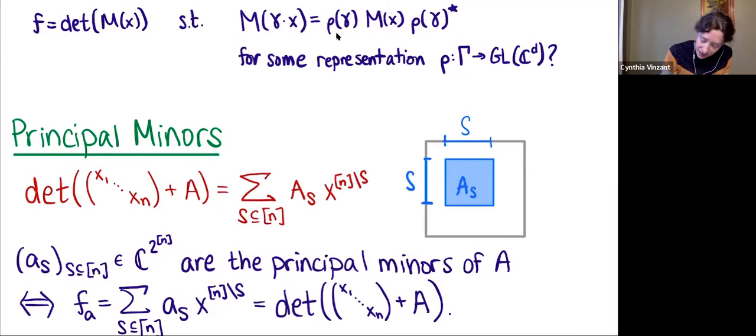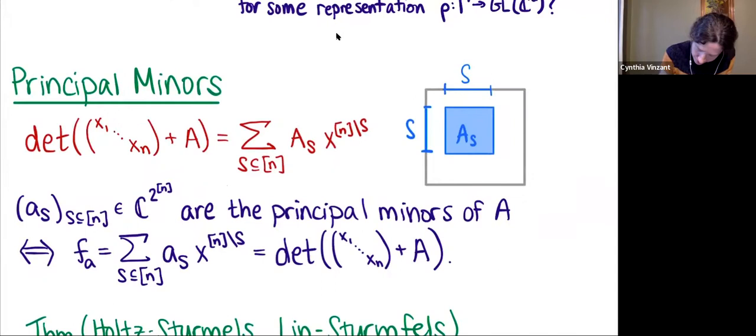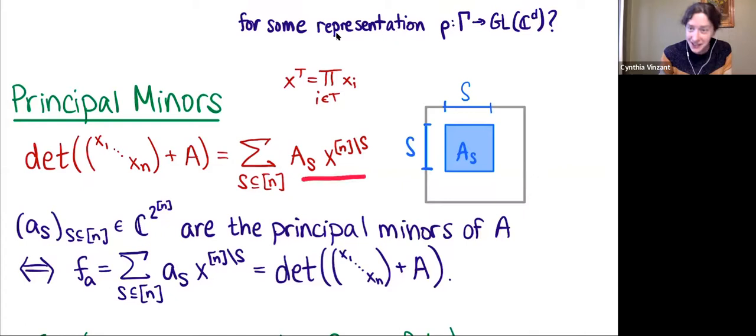So in fact, you can convince yourselves that if you take the monomial expansion of this polynomial, what you get is the 2 to the n principal minors of A, times the complementary monomials. Here, by x to some subset T, I mean the product of the corresponding variables in that subset. So this is a nice polynomial. It has degree exactly one in each variable.